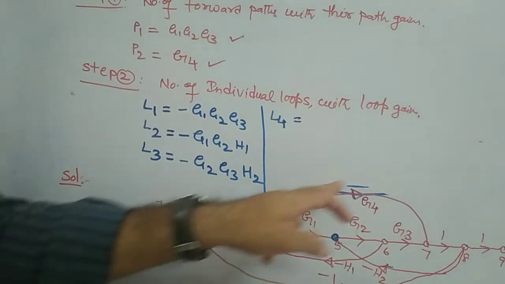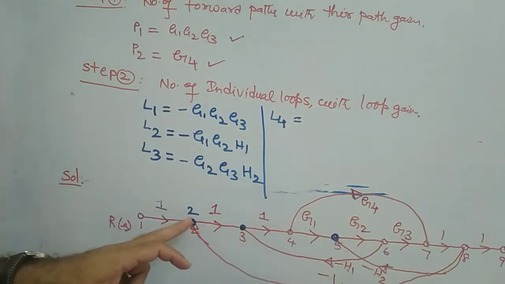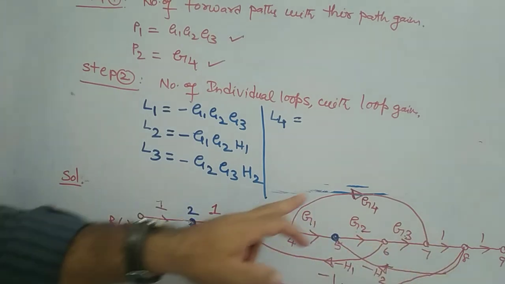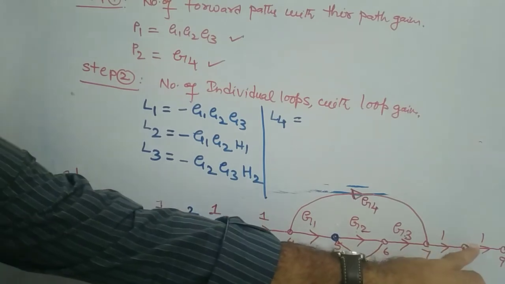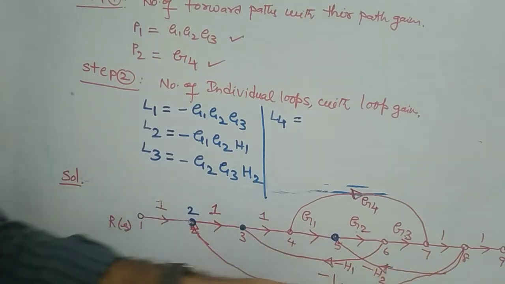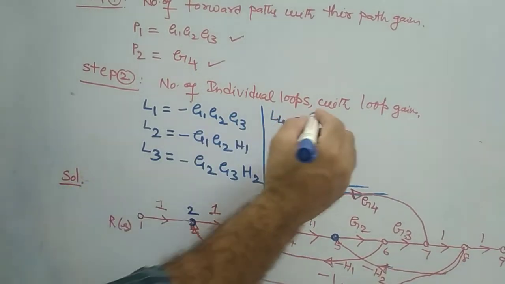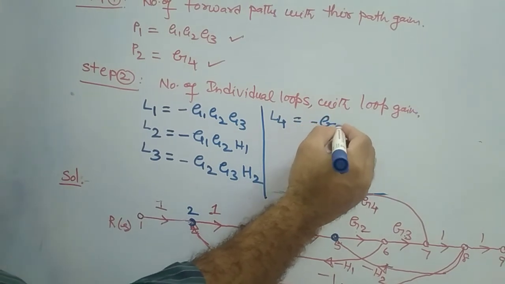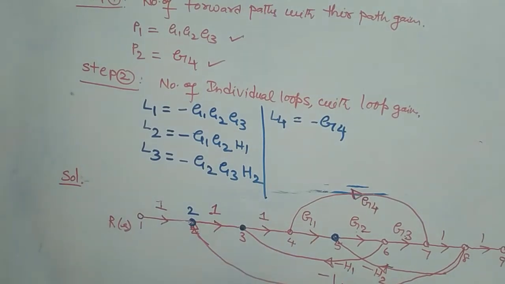This is also one loop. It means 1 into G4 into 1 into 1 into 1 and into minus 1, so you have minus G4. That is your L4. That is your individual loop. And one more loop is also there.